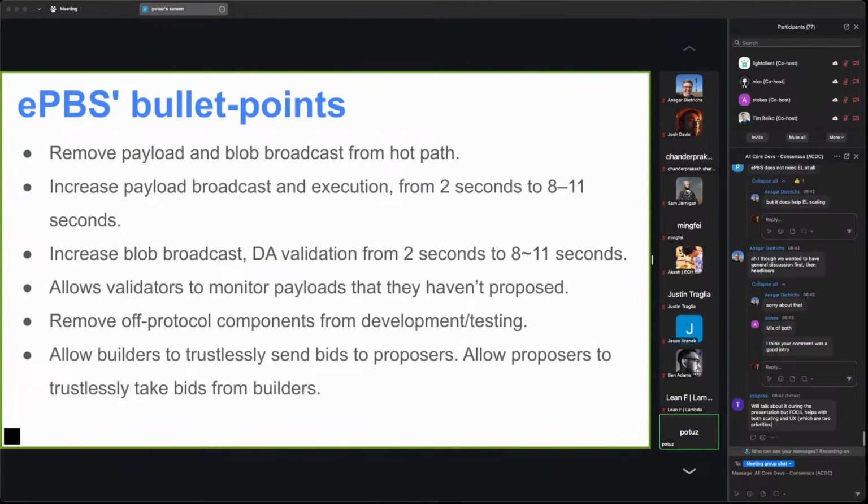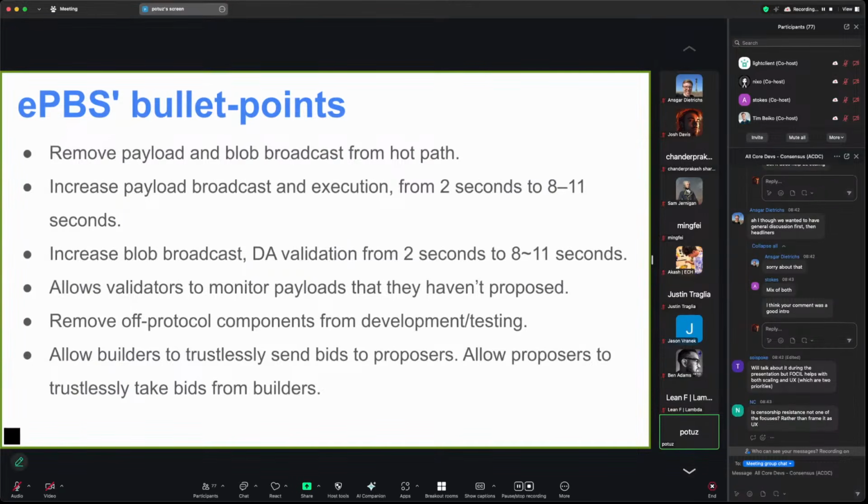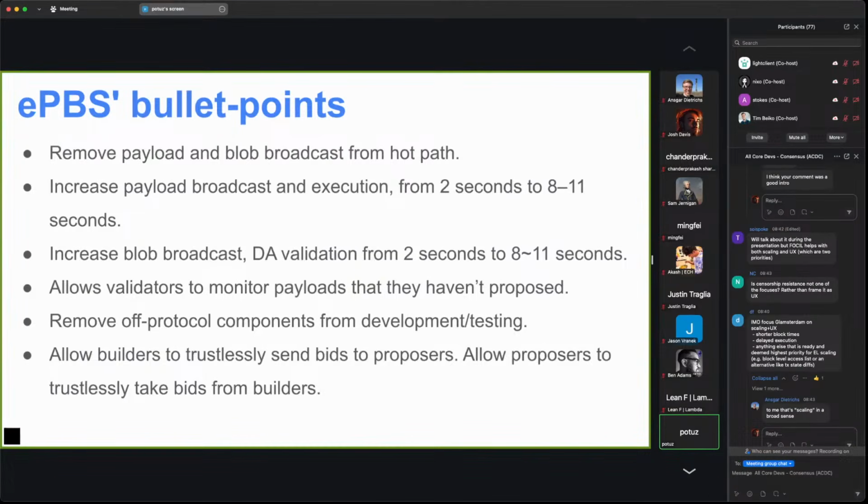It's simple. ePBS removes all of the broadcast of the payload and the blobs from the hot path. Instead of having 2 seconds to broadcast the complete block, consensus, execution, and blobs, you will now have between 8 and 11 seconds with the current slot times to broadcast the whole thing. The bottleneck today for scaling blobs and for scaling in general is bandwidth. There's no other bottleneck that gets even close to bandwidth. So these numbers are just huge changes.